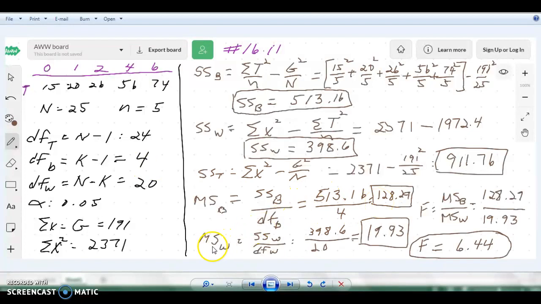Same thing for within. So the mean standard error from within was the sum of the squares within divided by the degrees of freedom within, which gives us this value. And our F statistic, or our F value, is the ratio of this mean divided by this mean. So I divided the two of them and came up with an F statistic of 6.44. I'll pause there.